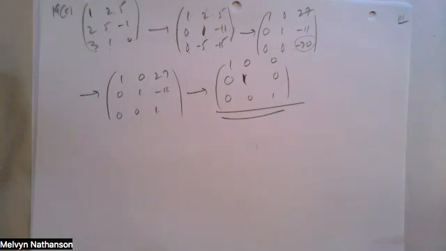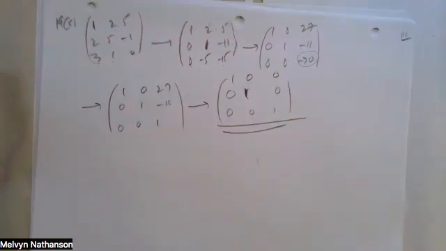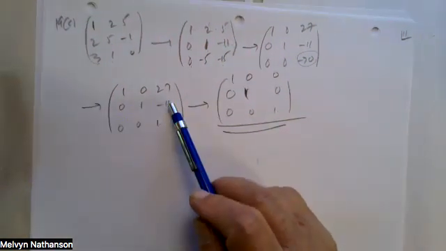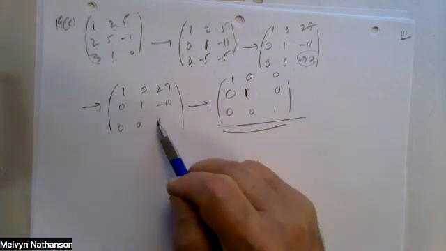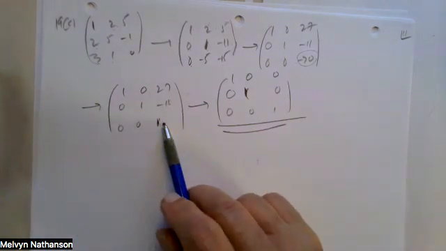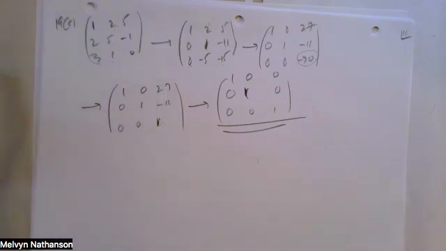How did you get rid of the minus 11? Multiply this row by 11 and add to the second row. Take this row. And the 27? You multiply this row by minus 27 and add to the first row. Okay.